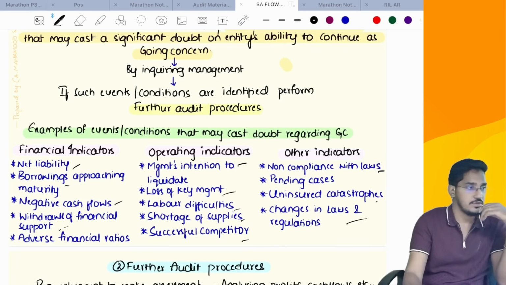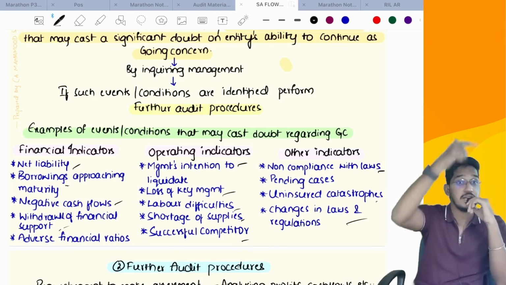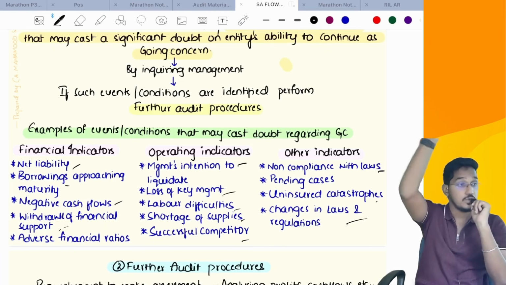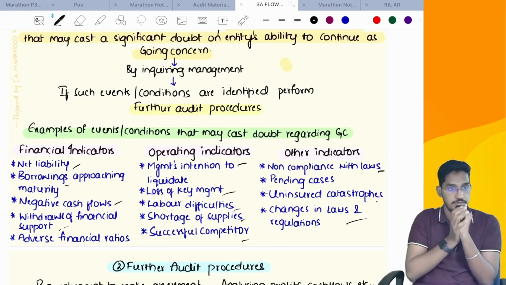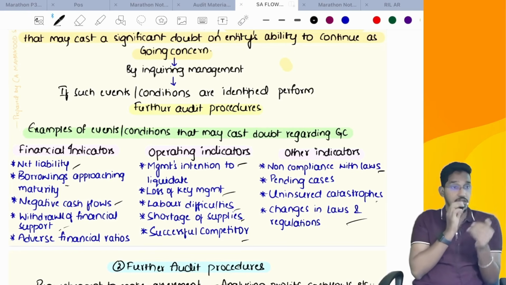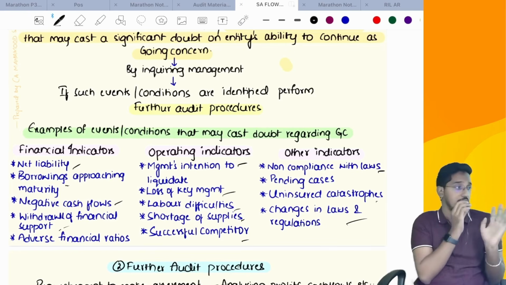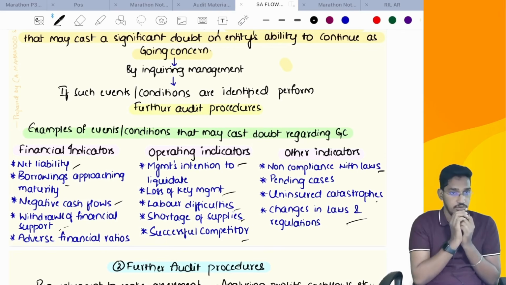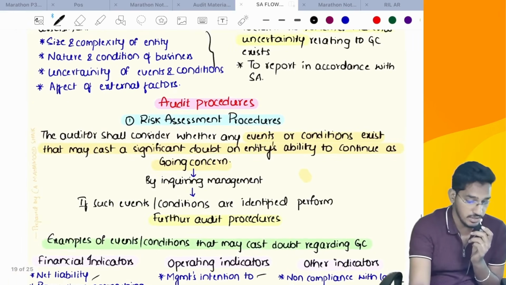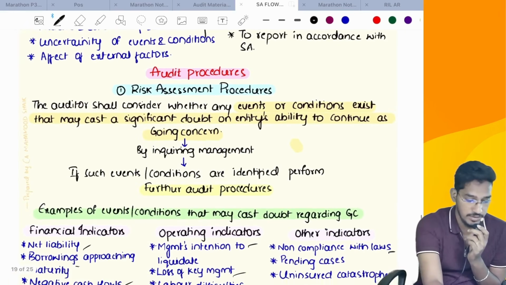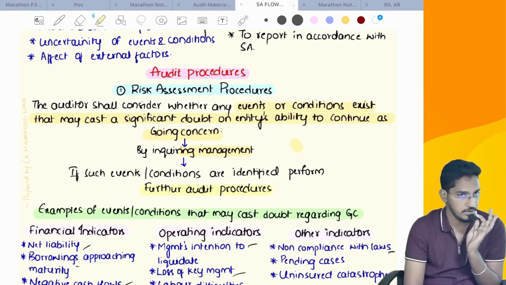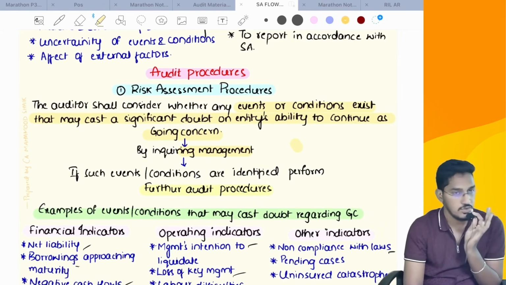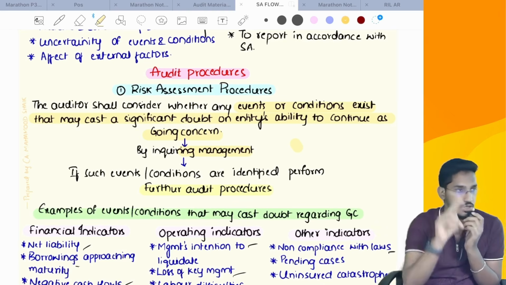Why was I talking about this? We are discussing risk assessment procedures. So what you should do is, first identify whether any of these events are present, whether any of these financial indicators, operating indicators, or other indicators is present or not. That we need to find out. Sir, how can I find it out? Simply, what they say here is by inquiring of management. Don't do anything else, just go and inquire with the management whether any of these indicators are present. Okay, so now by inquiring of management, two outcomes could be possible.